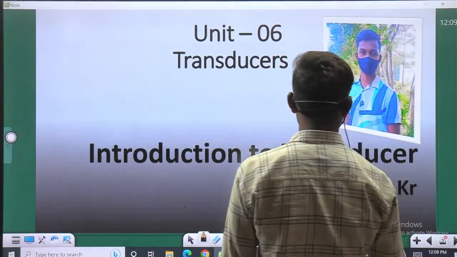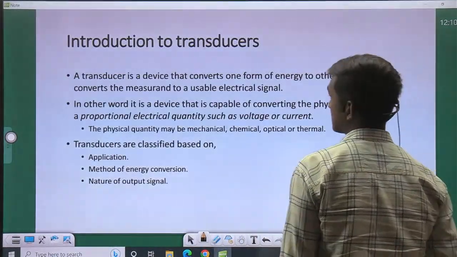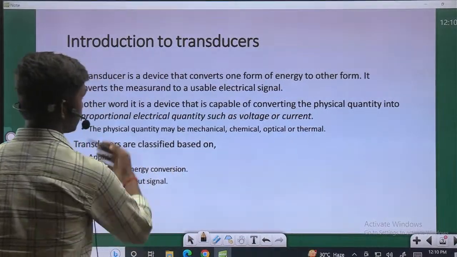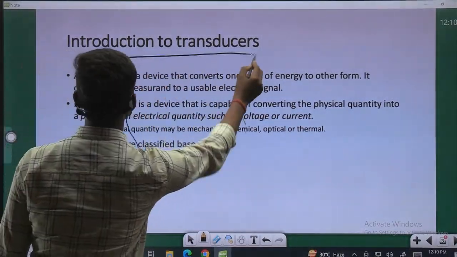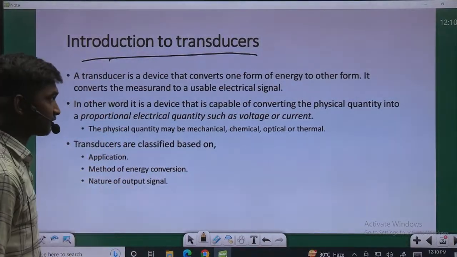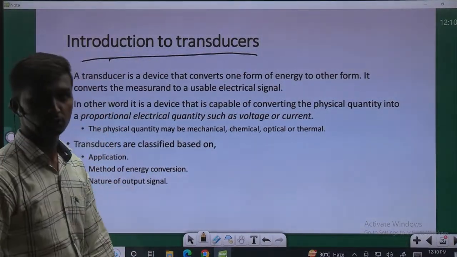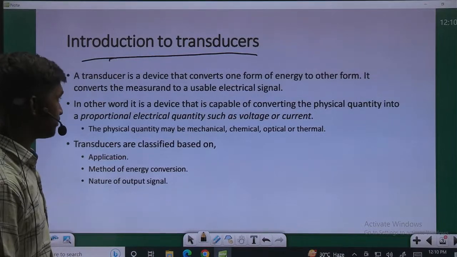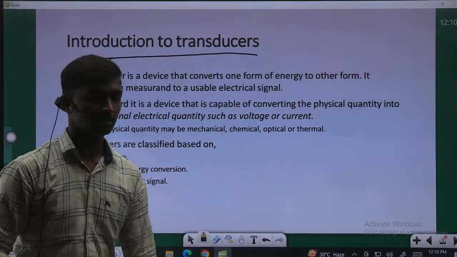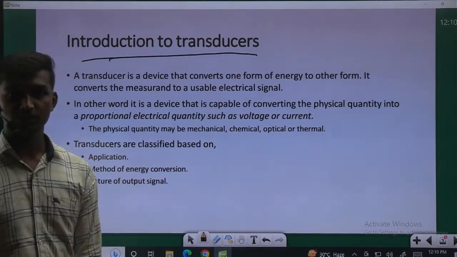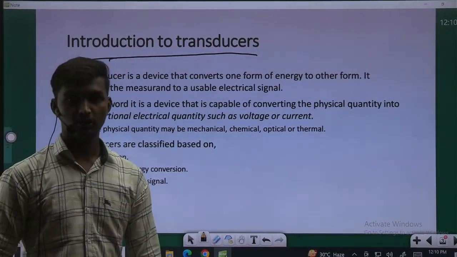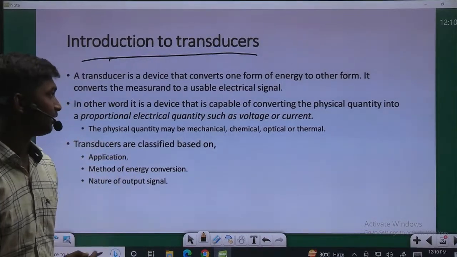Transducer, introduction to transducer. We will discuss all the topics like introduction to transducer. A transducer is a device that converts one form of energy to another form of energy, converts the measure into an electrical signal. A transducer is a device which converts all the signals into electrical signals.